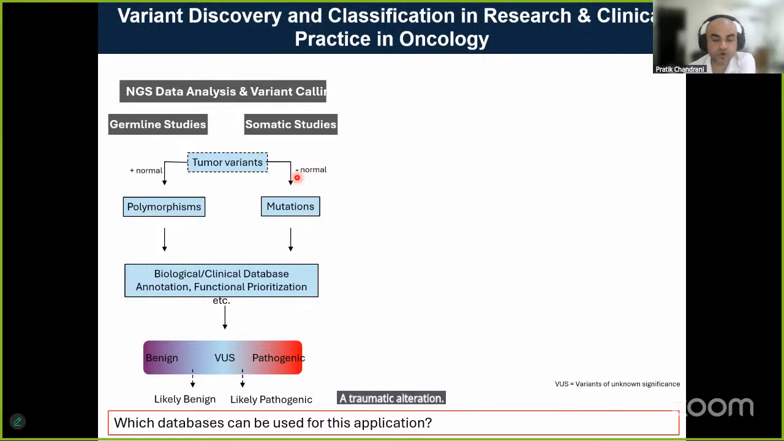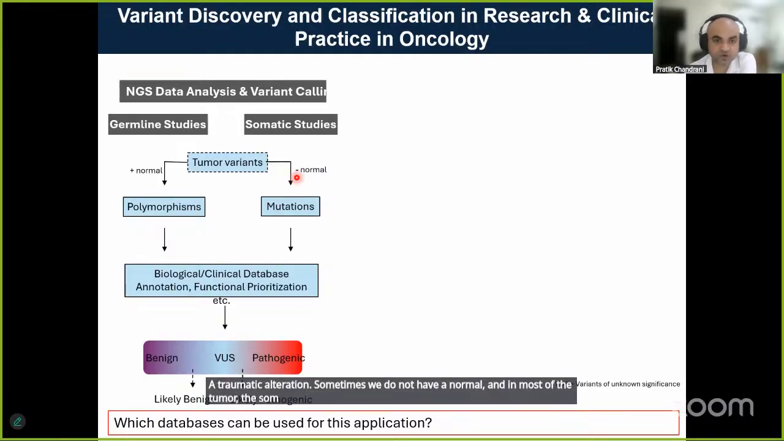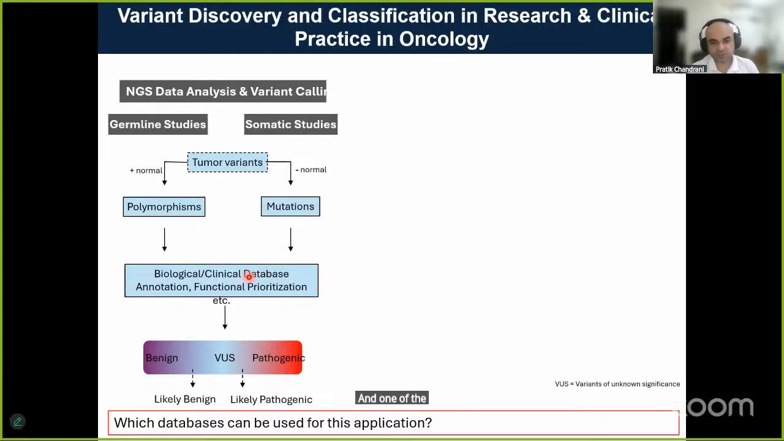Sometimes we do not have a paired normal, and in most of the tumor somatic settings, we usually don't have a paired normal. So we use databases to identify which are potential somatic alterations. And one of the fantastic databases is called COSMIC.